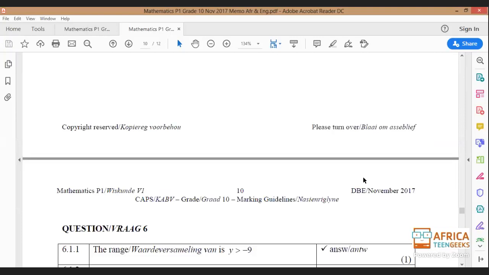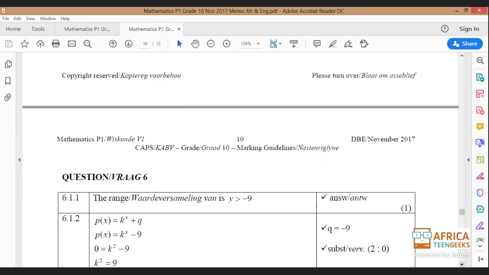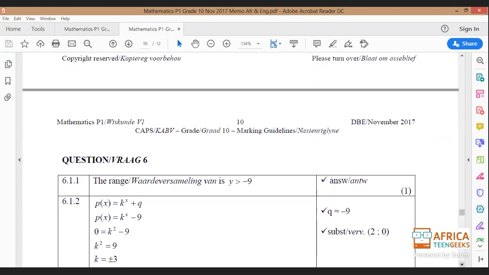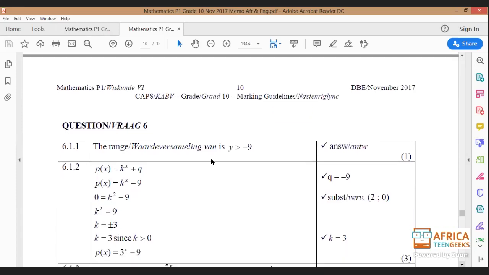So what we need to do here, and this one is for 3 marks, was to substitute. So we need to get the value of k first. So P(x) = k^x + q. P(x) = k^x - 9. This minus 9, remember, guys, is the asymptote. It represents your q. Then 0 = k^2 - 9.